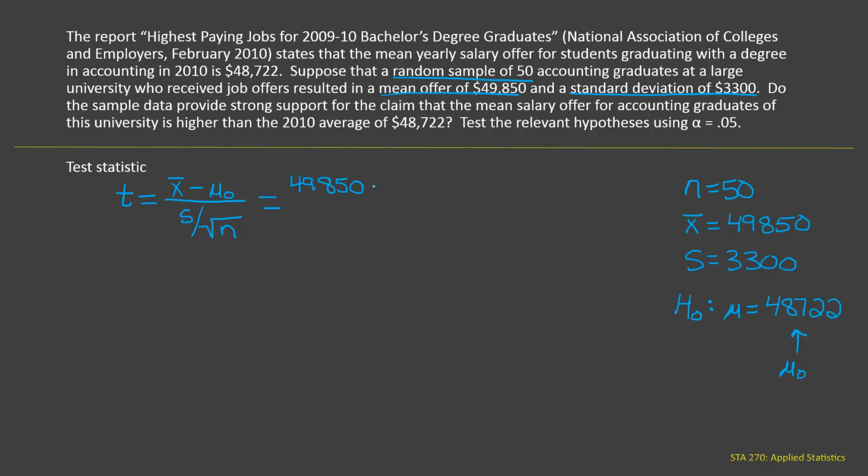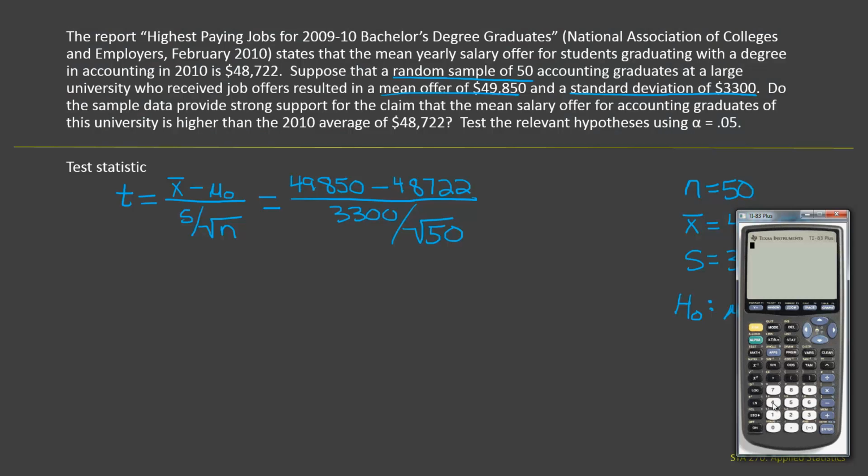$49,850 was x bar minus the hypothesized value of $48,722, divided by S, which is 3,300, divided by the square root of our sample size, 50. So let's go ahead and get the calculator out here.